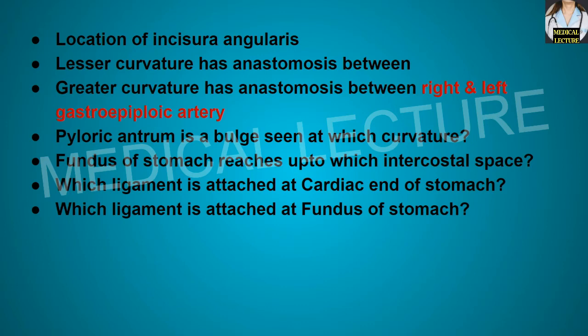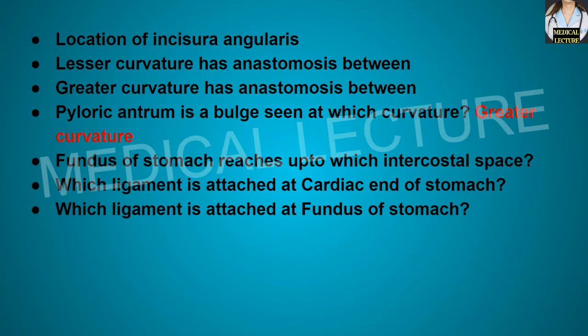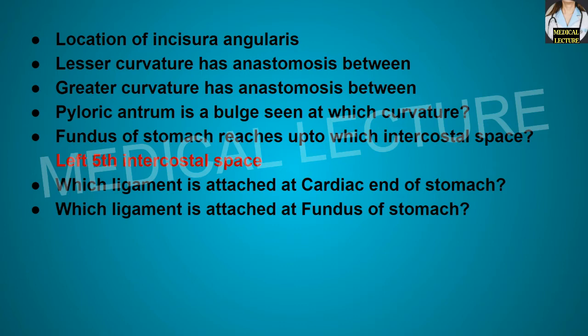Pyloric antrum is a bulge seen at which curvature? So it is seen at greater curvature. Fundus of the stomach reaches up to which intercostal space? So it reaches up to left 5th intercostal space.